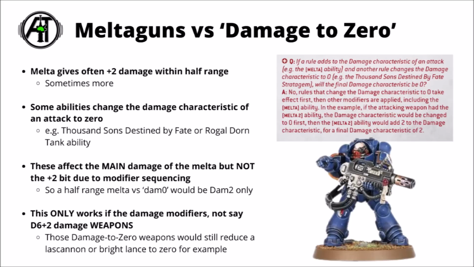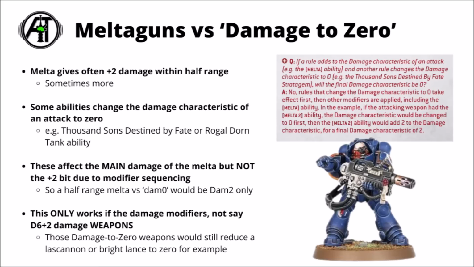Due to the way that altered values and modifiers work though, Melta weapons treat this one a bit unusually. Basically the main damage of the weapon gets turned to 0, but the plus 2 bit from the Melta special rule doesn't, as you do things that change the value first, and then anything that adds or subtracts. Again, I feel like this one's maybe one where the ruling is perhaps a bit unintuitive.